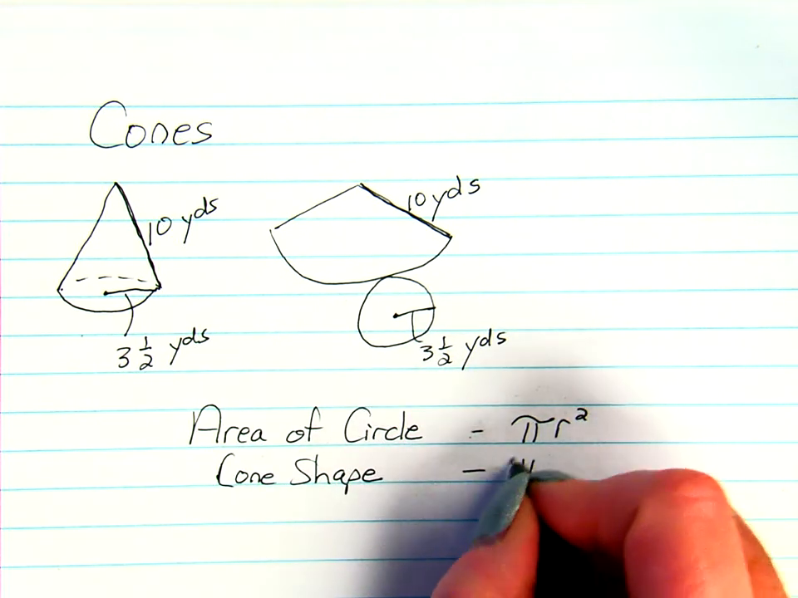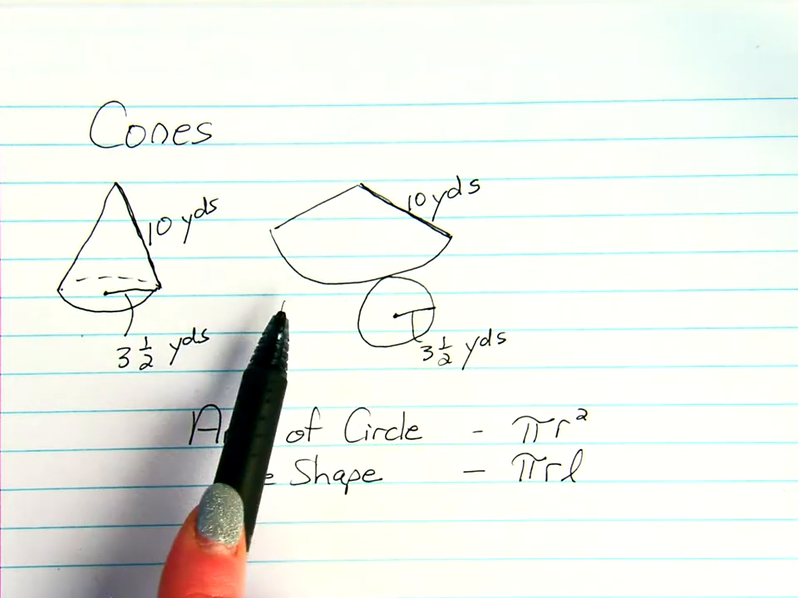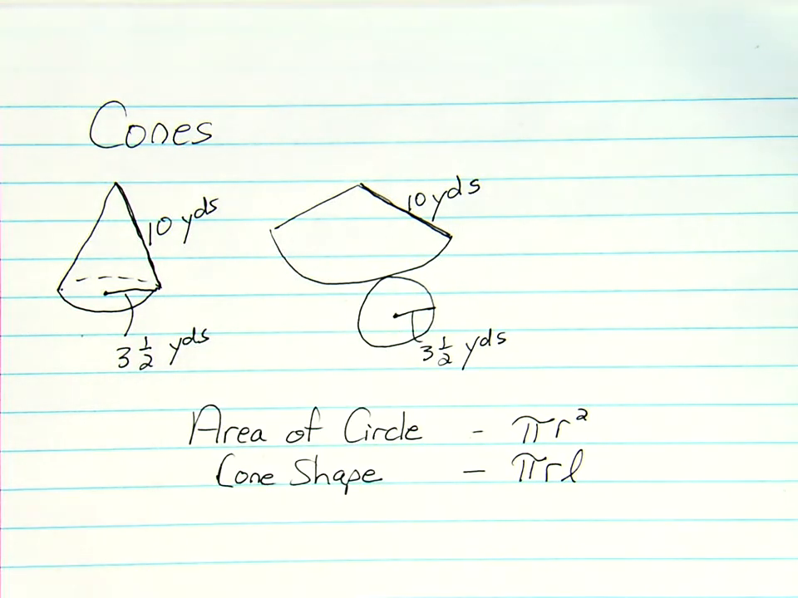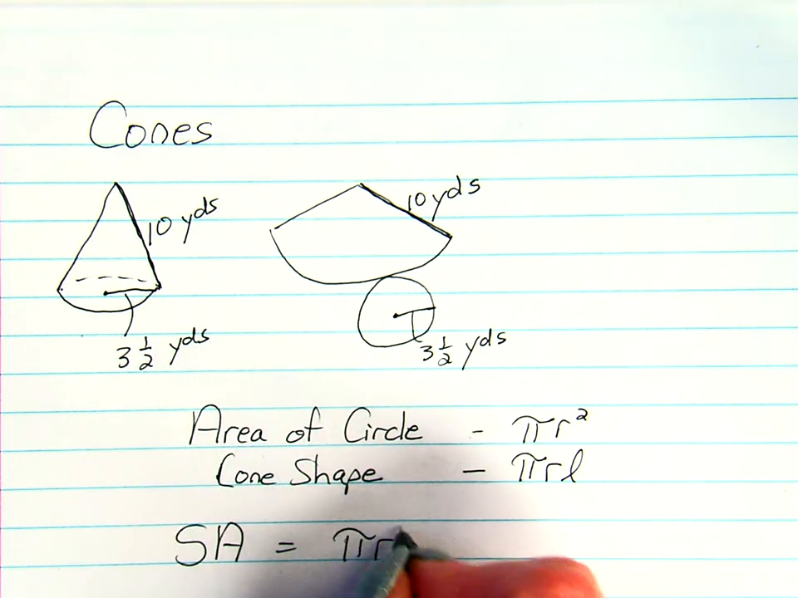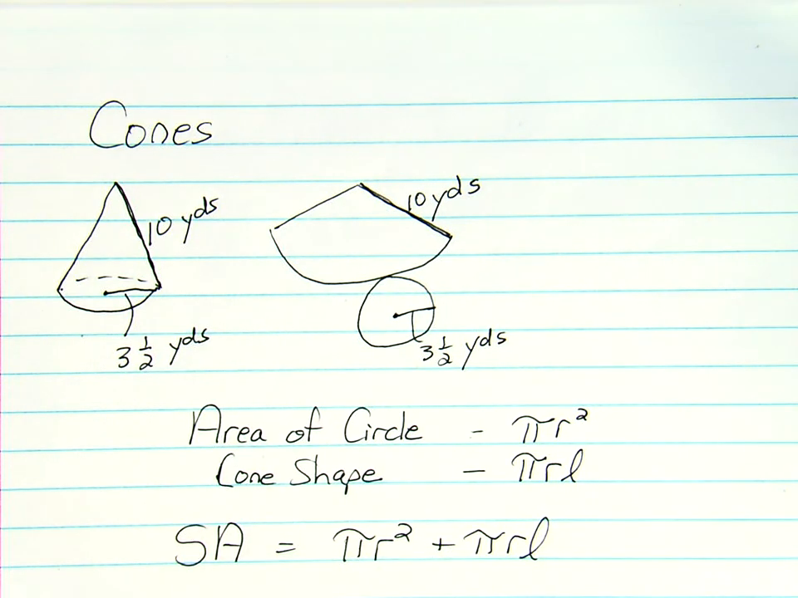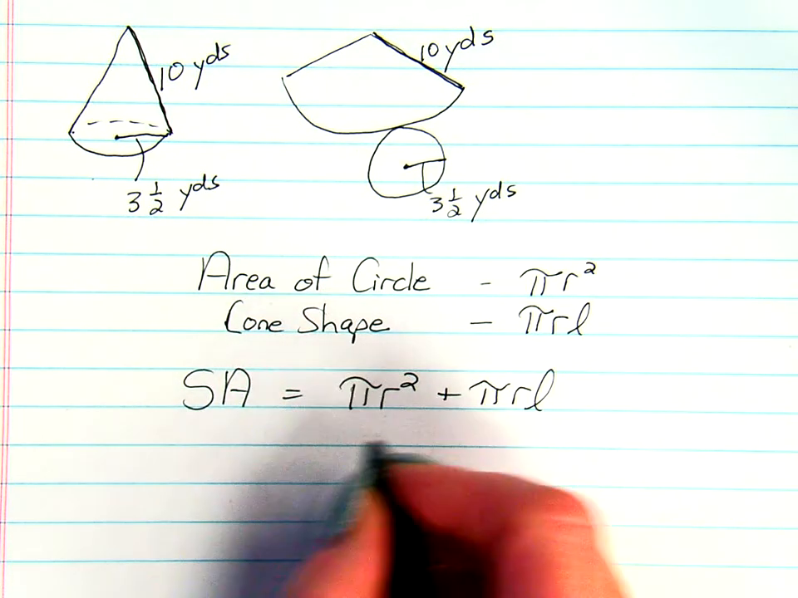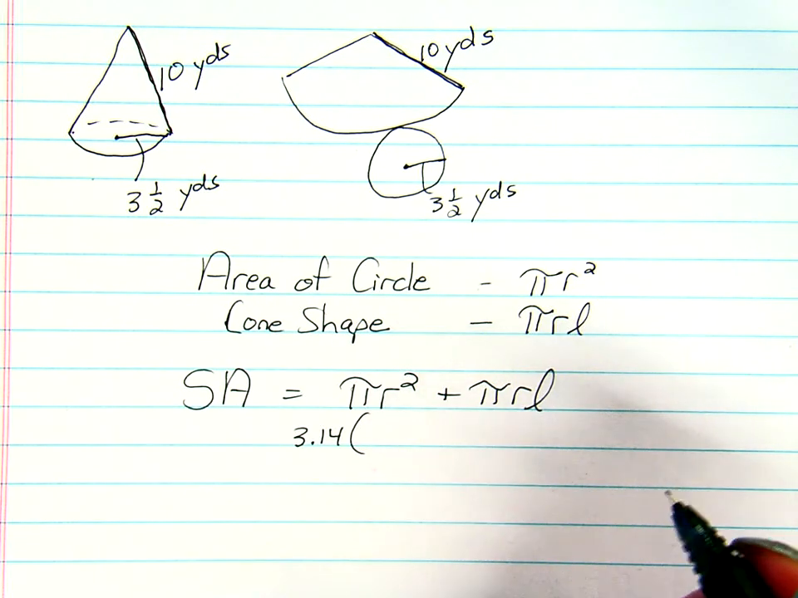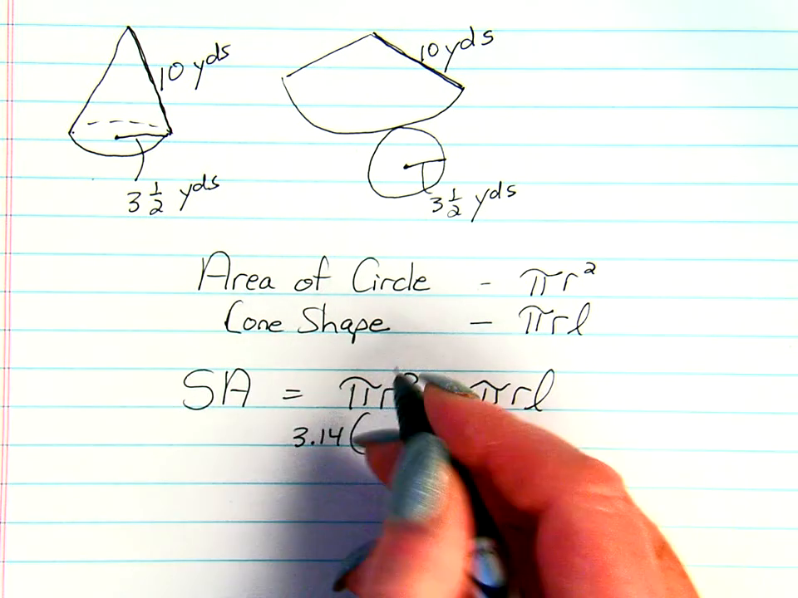We are going to use pi times the radius times the slant height. So we're going to multiply pi times our radius and our slant height. So the whole thing, surface area, is equal to pi r squared plus pi r l. And all we're going to do is drop numbers in there. So let's drop some numbers into this. Here we've got 3.14 times 3.5. Do we want to leave it like that? We will. We'll leave it as 7/2 squared.